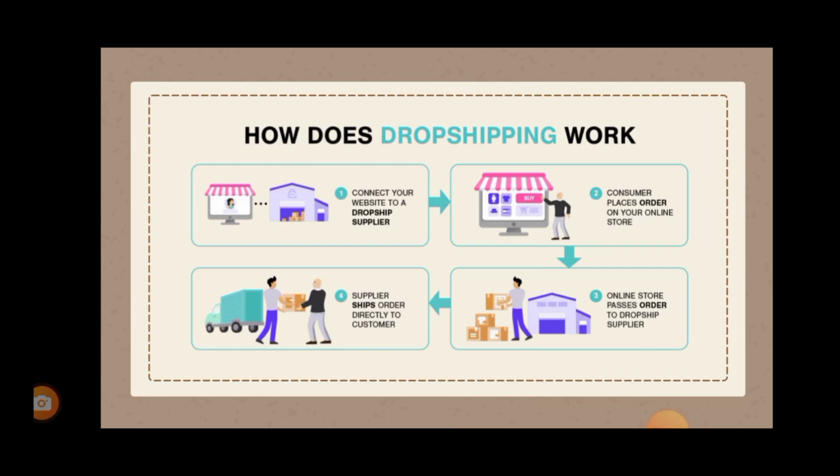So as you can see, in the dropshipping business model, you as the owner of the store do not need to hire a delivery rider to deliver the products you are offering to the customer. You just need to connect your website to a dropship supplier for you to be able to deliver the products you are offering to the customer. So I hope that is clear to you. So that is how dropshipping works.